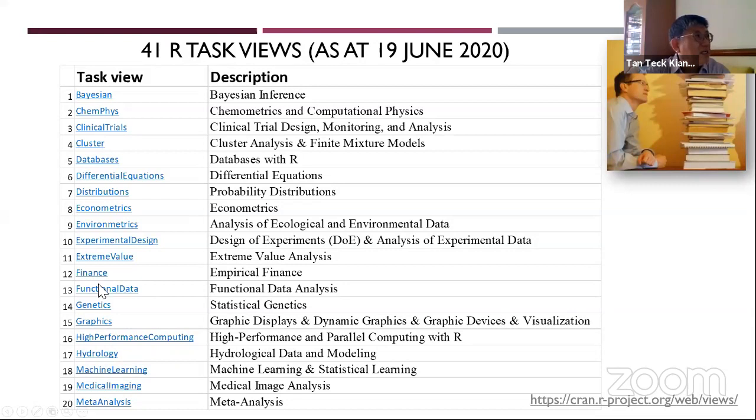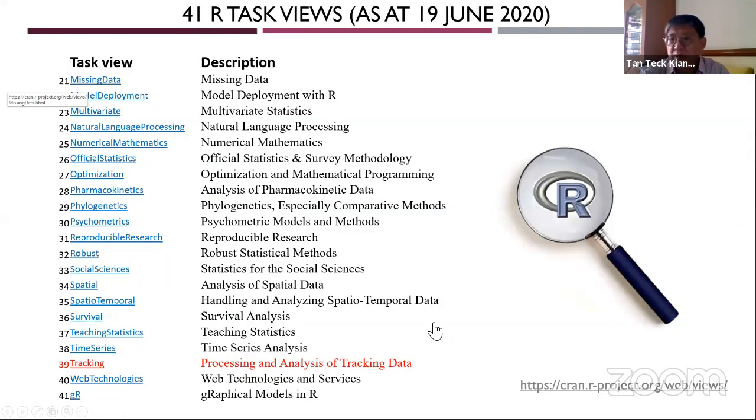So there is finance, genetics, graphics, high performance computing, machine learning, meta-analysis, and handling missing values in very complicated ways. If you're interested in multivariate analysis, text mining, psychometrics, optimization, operational research, spatial statistics dealing with spaces, survival analysis probably in the medical fields, time series, and the new one is tracking. We also illustrate an animation example with one package for this new view.